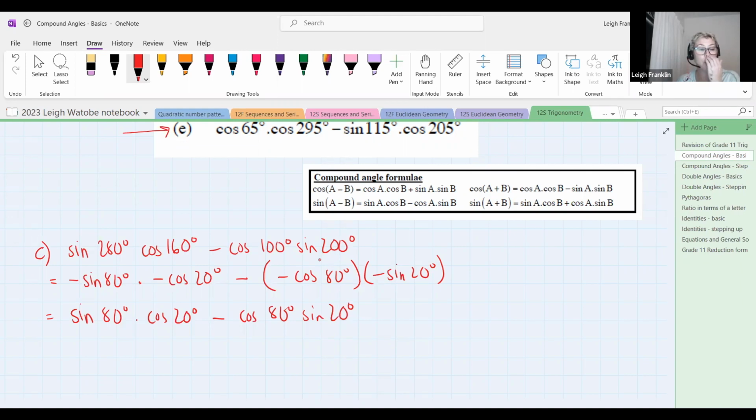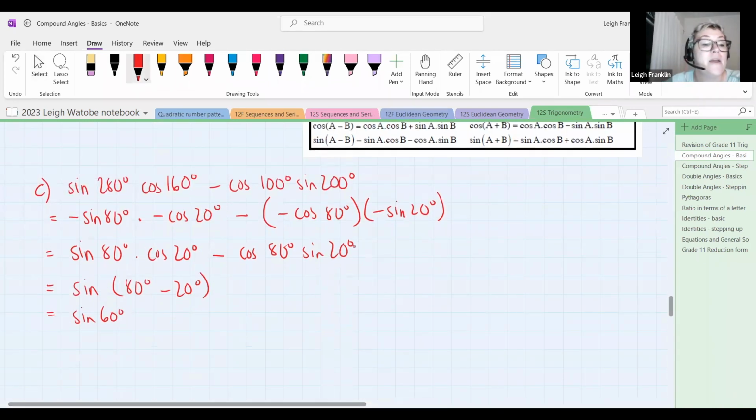Okay, and now we've got sine cos, cos sine. Our angle A's are the same, our angle B's are the same. So now we're ready to use our compound angle formula to do the reversal of the expansion. This is a sine compound angle, and sine keeps its sign. So we would have said 80 minus 20, which gives us sine 60. And therefore, we would have ended up with root 3/2, which so many of you said was the answer. Okay, so that was really good. Well done. If you got root 3/2, that was perfect.